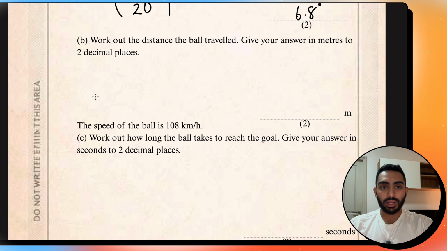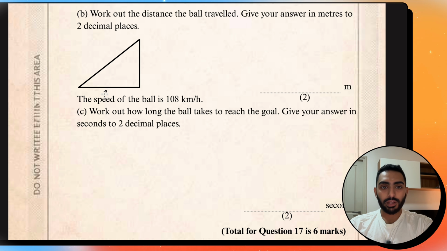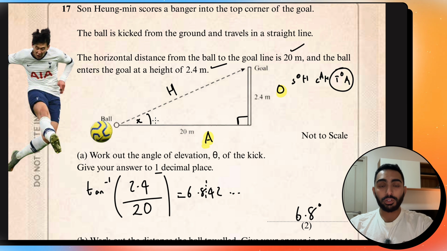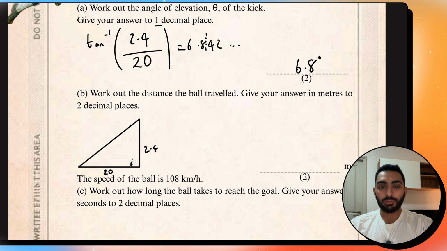Let's just draw this triangle out again. We've got two of the sides. We know that this one is 20 and this one is 2.4. You could also use trig for this one, but because we've got two sides in a right angle triangle, it's probably just easier to use Pythagoras. We're trying to find the longer side because it's the hypotenuse, it's opposite the right angle.